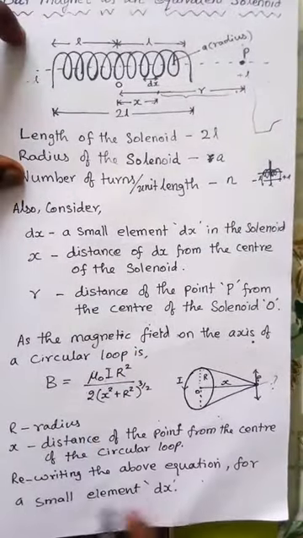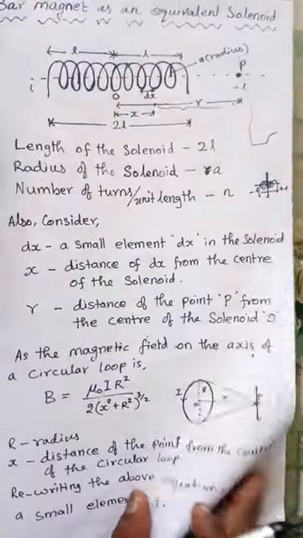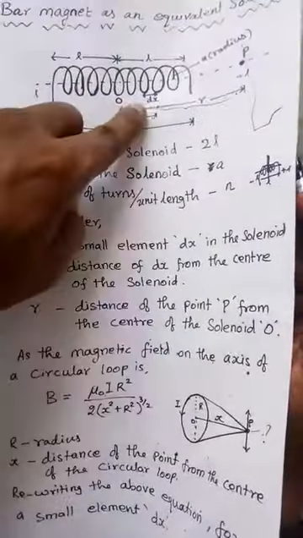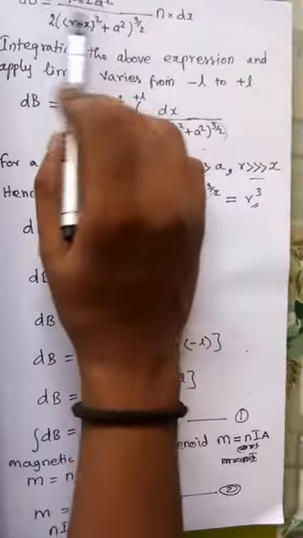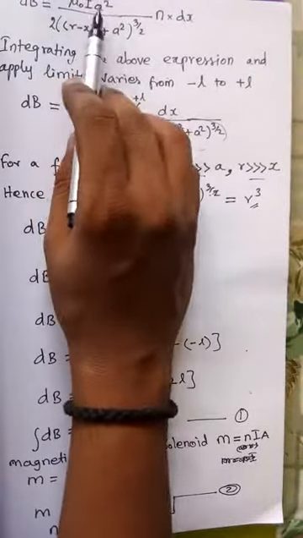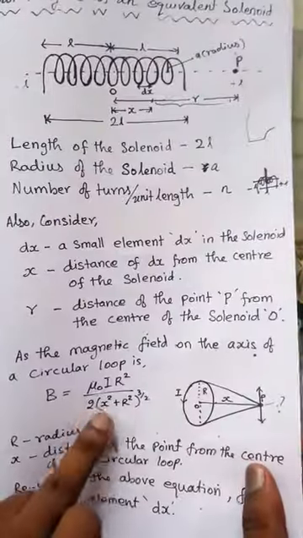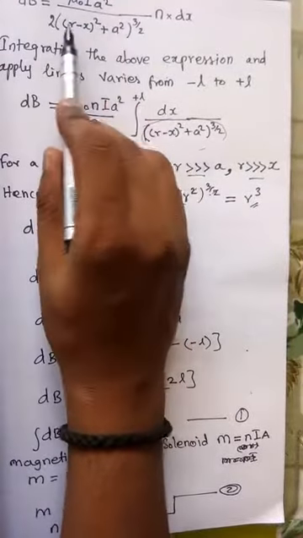Here, because we consider a small element dx, what happens? dB is changing, and because of dx the B is also changing. dB is equal to mu naught I A square, here instead of R square, the radius is A, so substitute A square, divided by 2 into (x square plus A square).